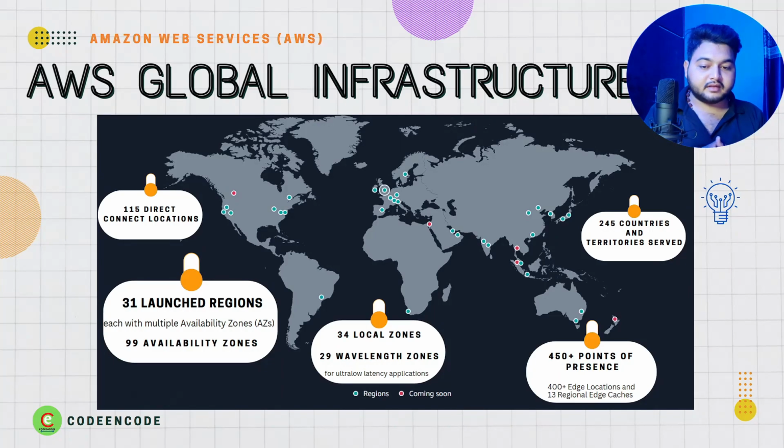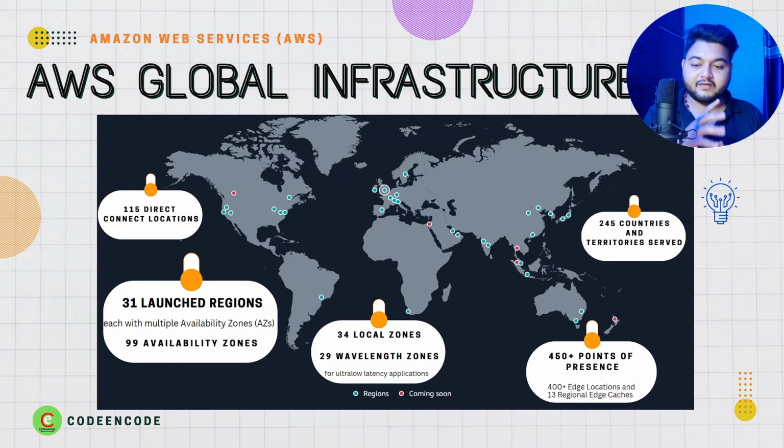As you can see, the green dots show the regions, and the red dots show the regions which are coming soon in that particular area. Now I'm not a very geographical person, so I can't tell you the specific location where the red dot is, right? So you have to go and search for it.